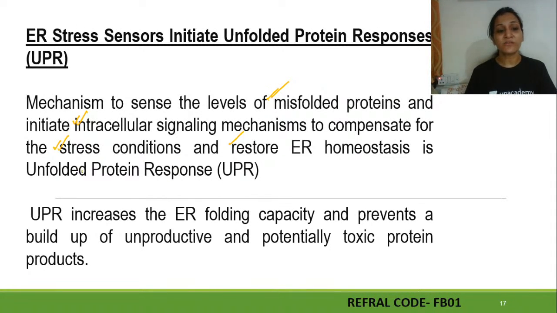So the process which is initiated after the improperly folded protein has been formed is called the unfolded protein response. The unfolded protein response increases the ER folding capacity. So whenever the cell senses the unfolded protein response, what will it do? It will empower the endoplasmic reticulum with a higher folding capacity, and it will save the cell from the building up of improperly folded protein, because improperly folded proteins are highly toxic for the cells.